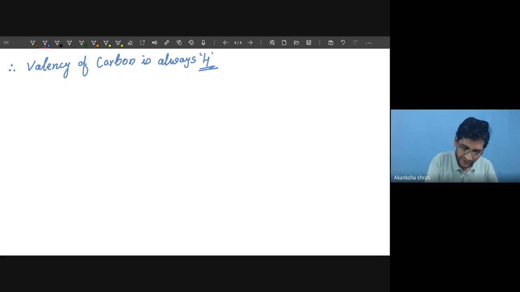Therefore, when the valency is 4, the term 4 is called tetra. Mathematically, it is called tetra. Therefore, carbon is tetravalent.